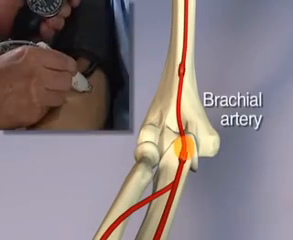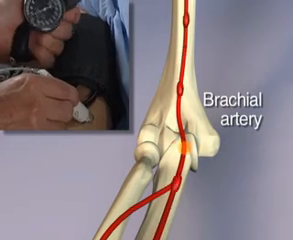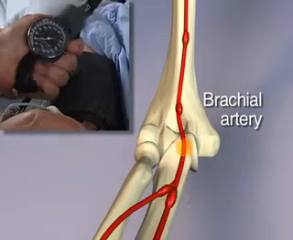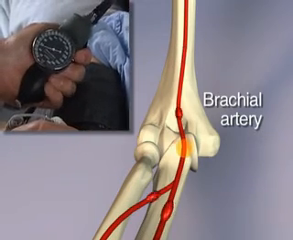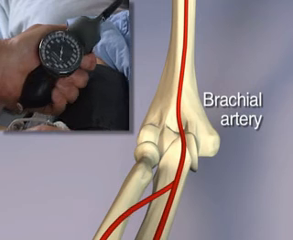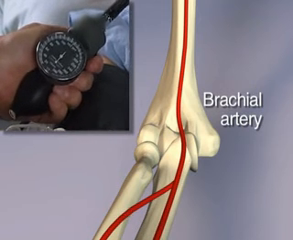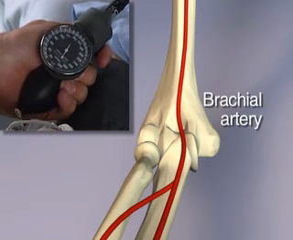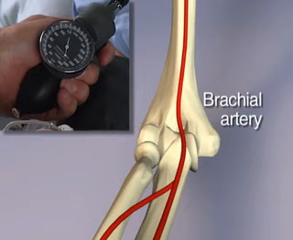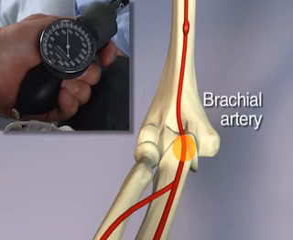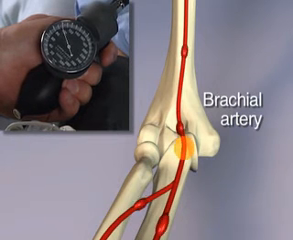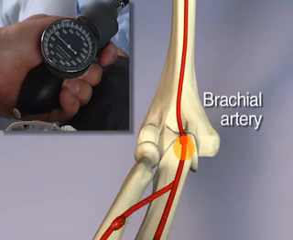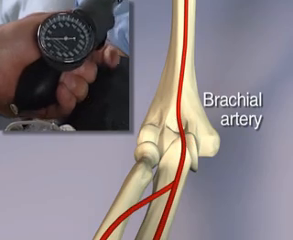Inflate the cuff rapidly until the brachial artery flow ceases, with no further Doppler signal, and continue for about 20 to 30 millimeters of mercury above this value. Following this, deflate the blood pressure cuff slowly at 2 to 4 millimeters of mercury per second in order to note the systolic value. You can then wipe the gel from the patient's skin and repeat the procedure on the other arm.